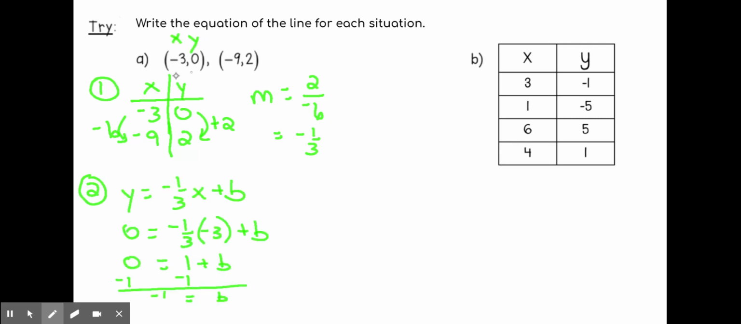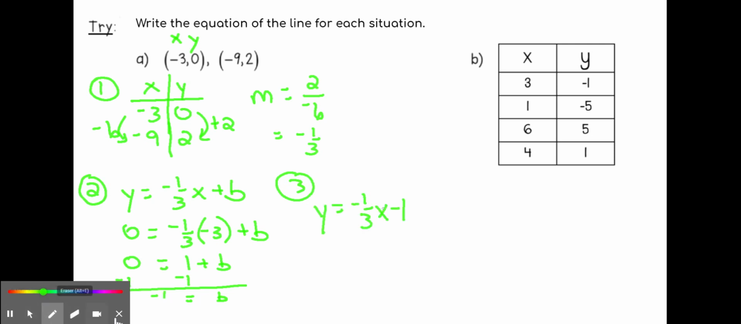All right, so I chose the first point just because it has the 0 in it. I plugged it into y equals mx plus b, and I got b is negative 1. So now we have m, now we have b. The next thing you need to do is write the equation of the line. We've done all the hard work. That's the easy part. y equals negative 1/3 x minus 1.